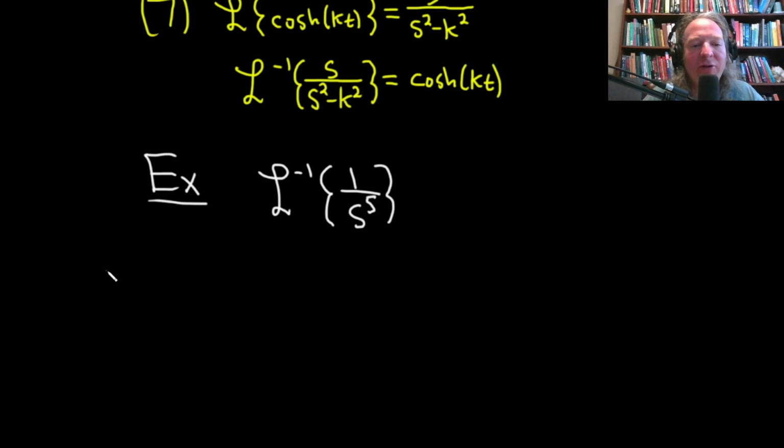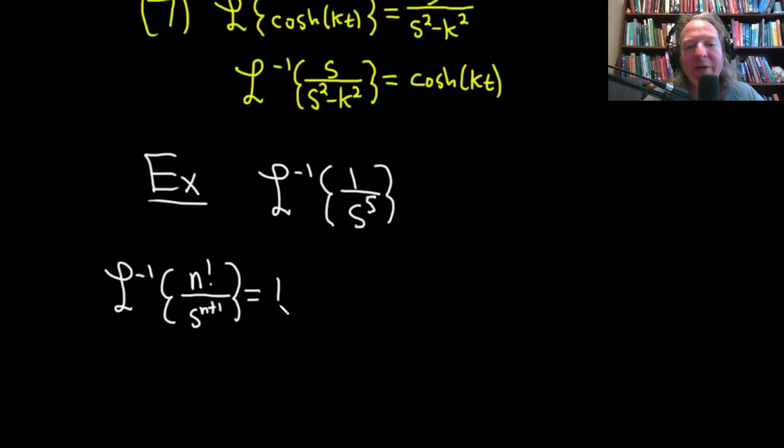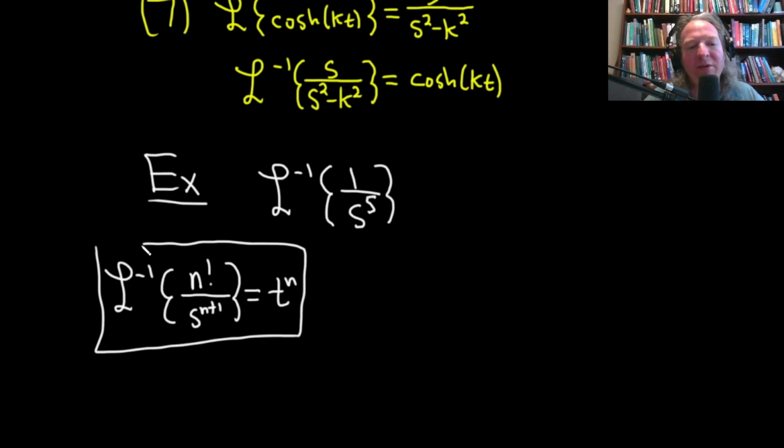So recall that the formula for the inverse Laplace of n factorial over s to the n plus 1 is going to be t to the n, right? This is the formula we're going to use in this problem. So inverse Laplace transforms require a little bit more finesse than regular Laplace transforms. So I'm going to go ahead and write it down here again. So inverse Laplace. And we need to make it match this form here.